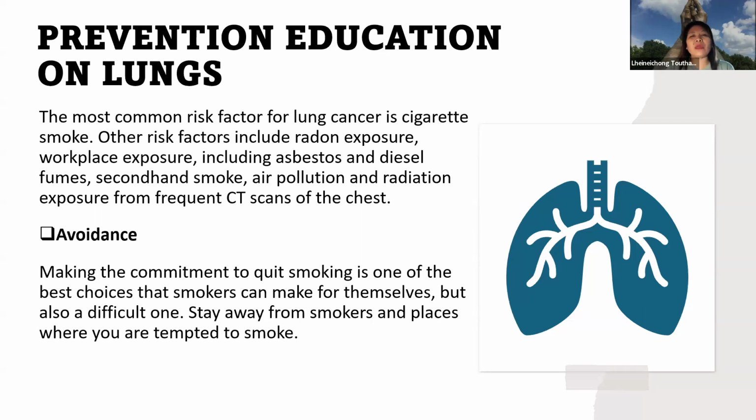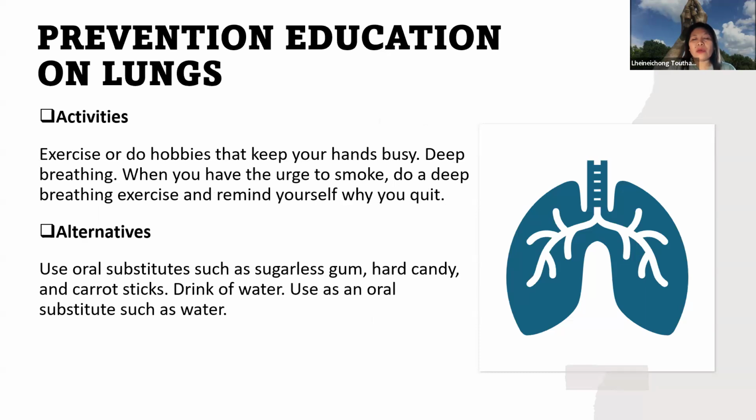Maybe the first thing can be quitting smoking. So we need to make a commitment to quit smoking, which will be the best thing, but it can also be difficult. Or we need to stay away from smokers and places where we are tempted to smoke. So there are some activities we need to do to prevent lung cancer. Exercise is one of the things, or do some hobbies that keep your hands busy, and deep breathing when you have the urge to smoke. If you're a smoker, do a deep breathing exercise and remind yourself that you have to stop smoking.